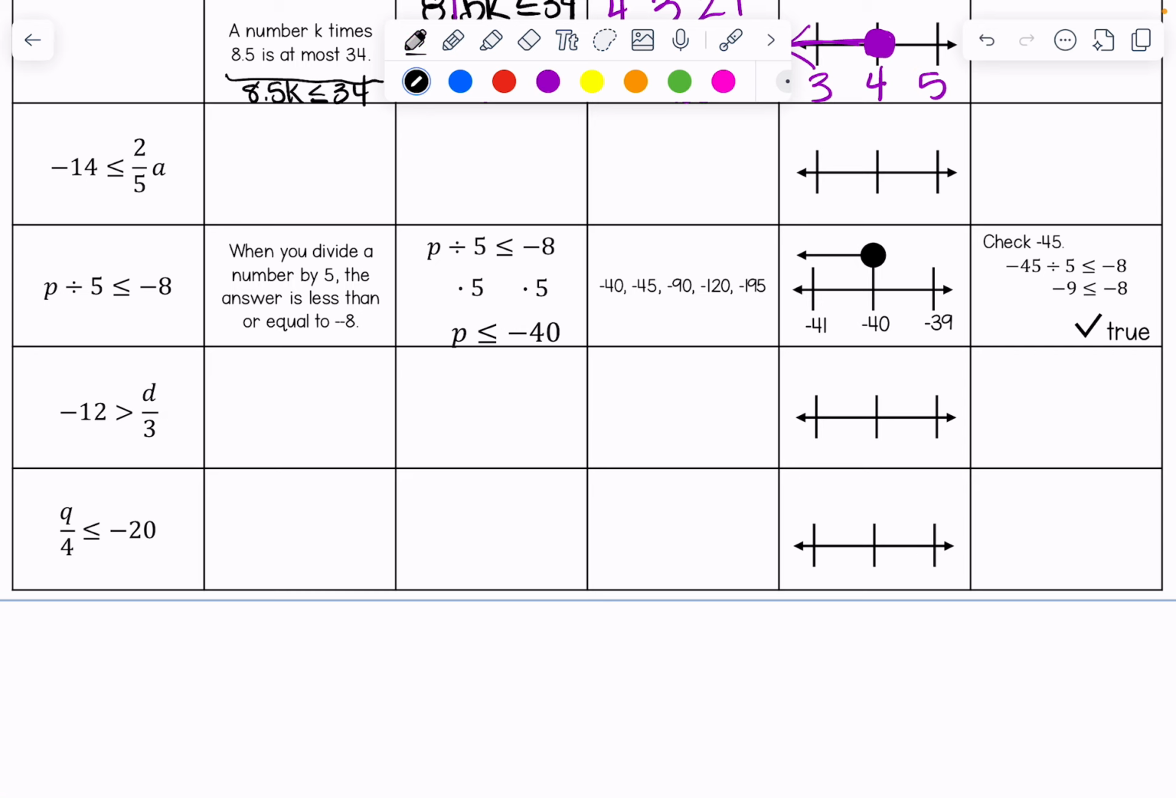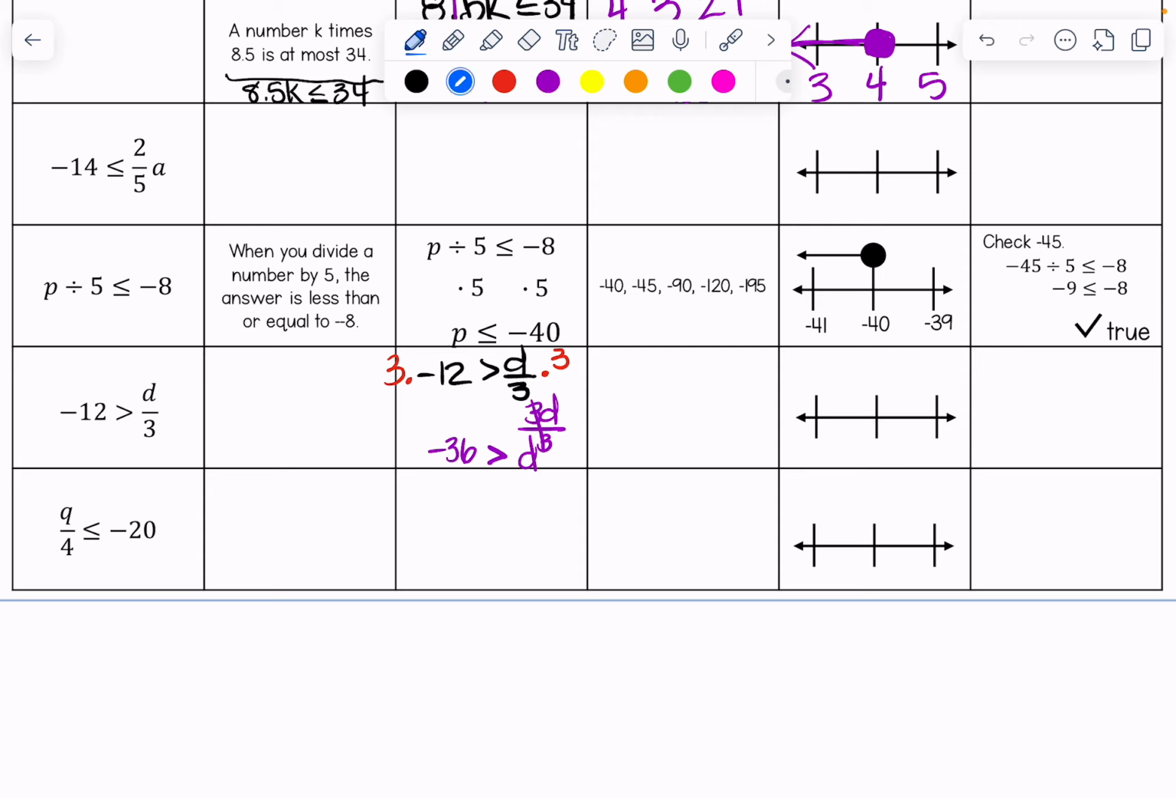When we look at an inequality that has division, so here I have -12 is greater than d divided by 3. And so when I go to solve that one, right now my variable is being divided by 3. I need to undo that. So I'm going to multiply both sides by 3. And when I do that, on the right-hand side, I end up with 3d divided by 3, which just gives me d by itself. I'm going to bring down my inequality symbol. 3 times -12 is -36.